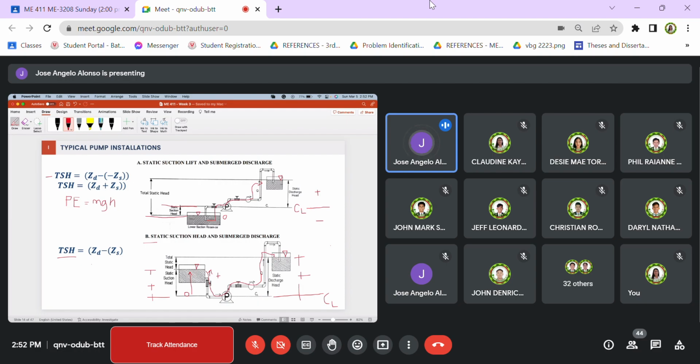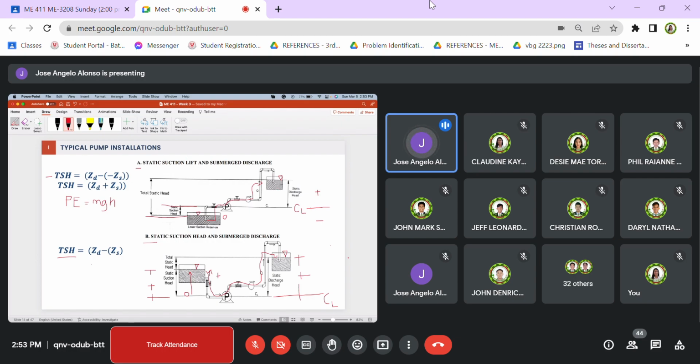Kasi yung fluid natin, there's already a corresponding potential energy along with the fluid flow. So mas less yung kailangan ng pump na energy para madala yung tubig sa letter B compared to letter A. So yun yung fundamentals behind the total static head.